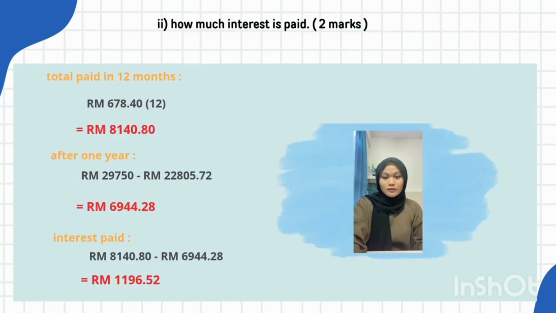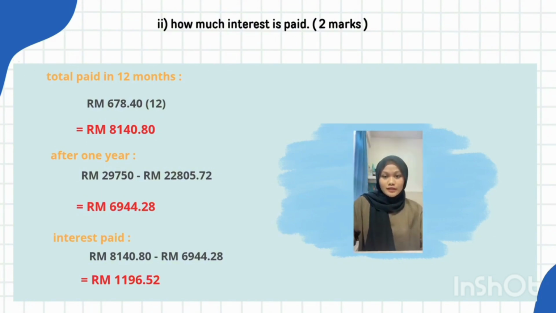We want to find out how much interest is paid during that first year. For step 1, we calculate the total paid. We simply multiply our monthly payment by 12, which is RM 978.40 times 12, and then we get 11,740.80. For step 2, we have to calculate the actual principal paid off. We take the original loan amount, which was 29,750 ringgit, and subtract our new outstanding balance that we calculated just now, which was 22,805 ringgit 72 cents. When we subtract these numbers, we get 6,944 ringgit 28 cents. This shows that only 6,944 ringgit 28 cents went towards reducing our actual loan.